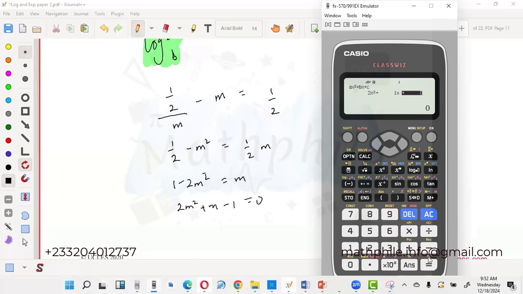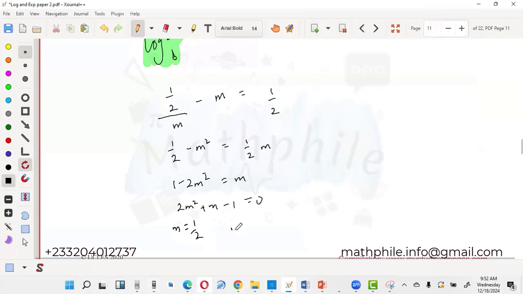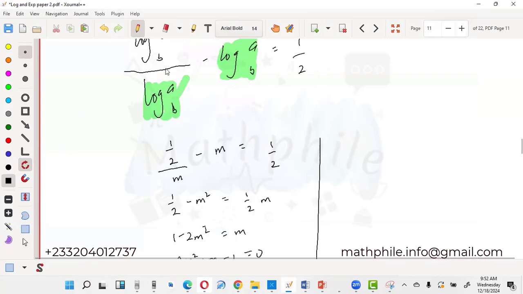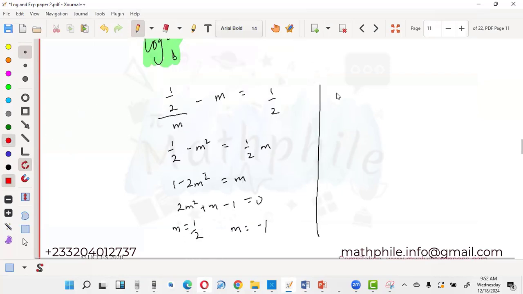So we solve for M and we get 1 over 2 and minus 1. So M equal to 1 over 2, and then M equals negative 1. From the beginning, it was log A base B. So you can say that A is equal to B raised to the power 1 over 2.